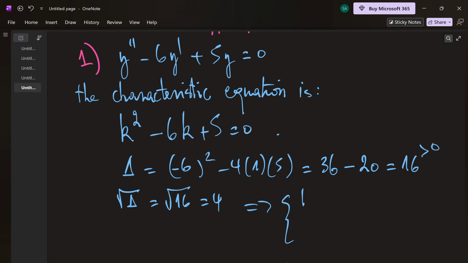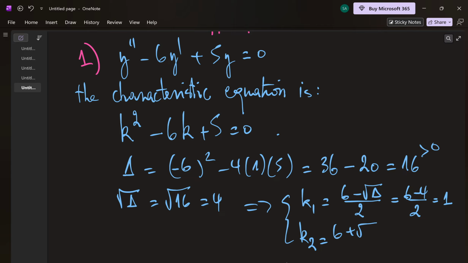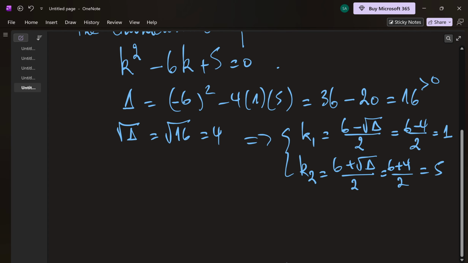So we have two solutions. k1 is 6 minus the square root of delta over 2. In this case it would be 6 minus 4 over 2, so 2 over 2, which is 1. And k2 is equal to 6 plus the square root of delta over 2, which is 6 plus 4 over 2, which is equal to 10 over 2, which is 5.